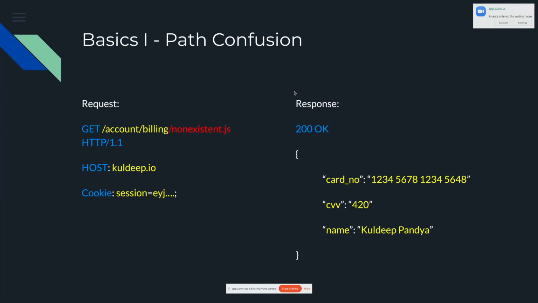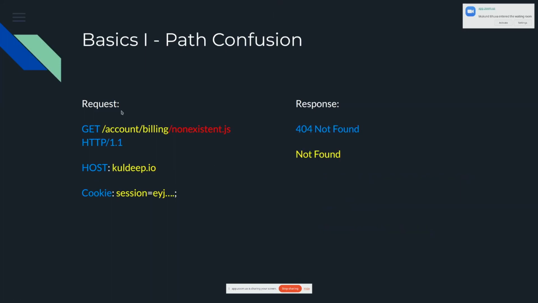So why does this happen? Sometimes, mostly in PHP based applications, there is wildcard routing, which means that /account/billing will respond with this response only according to your session, obviously. So please note that this cookie is being passed here. But ideally, what should happen in this kind of scenario is that when you request non-existent.js, it should respond with 404 not found.